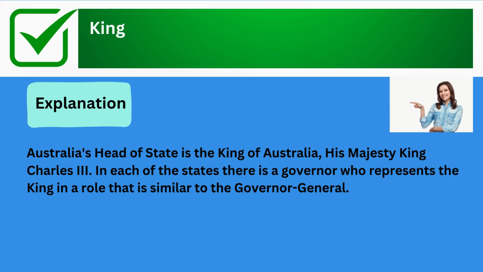The correct answer is King. Explanation: Australia's head of state is the King of Australia, His Majesty King Charles III. In each of the states, there is a governor who represents the King in a role that is similar to the Governor General.